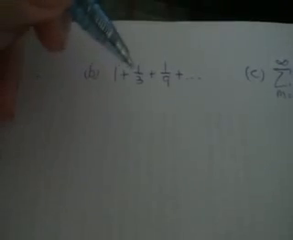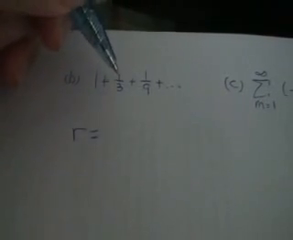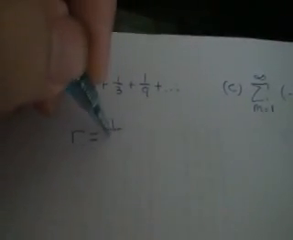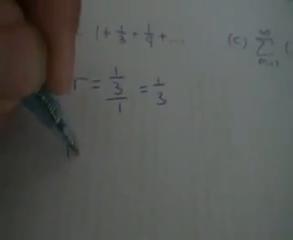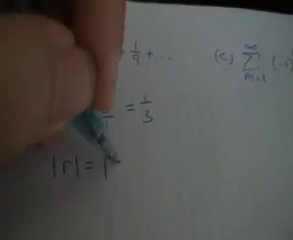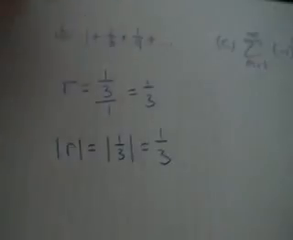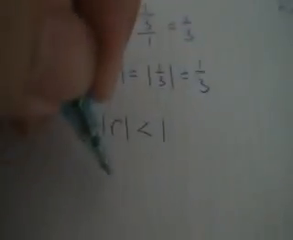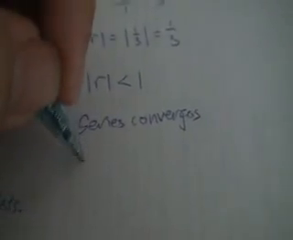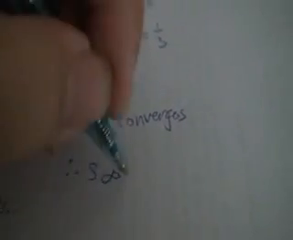Now we do the same thing for the second series. We find R. R will be term 2 divided by term 1. So we have 1/3 divided by 1, which is actually equals to 1/3. And the absolute value of R will be equals to absolute value of 1/3, which is equals to 1/3. And we can conclude that absolute value of R is less than 1. So the series converges. Therefore, the sum to infinity exists.